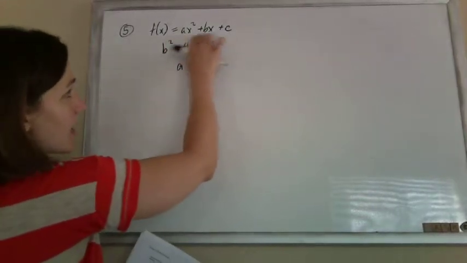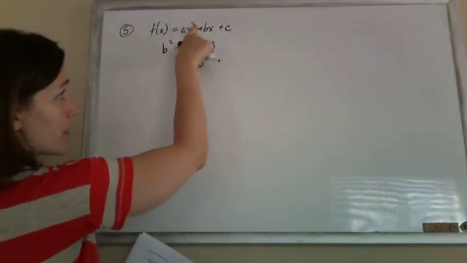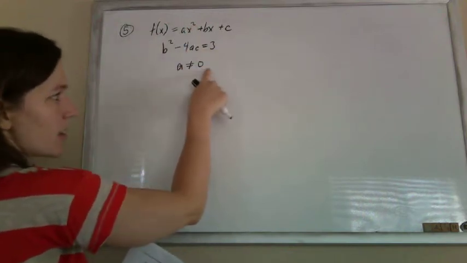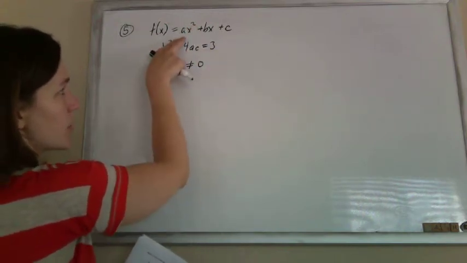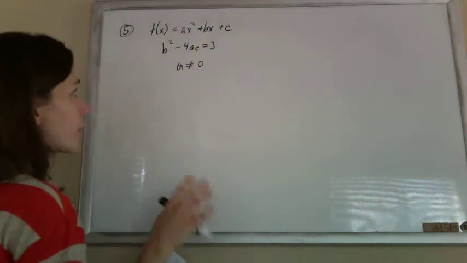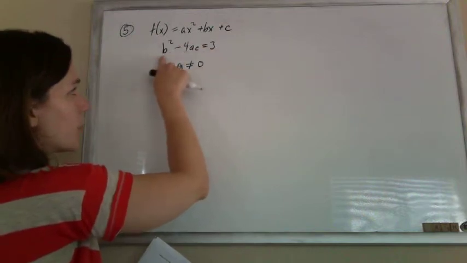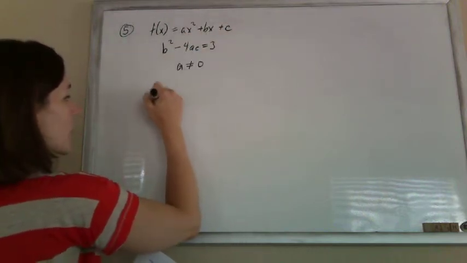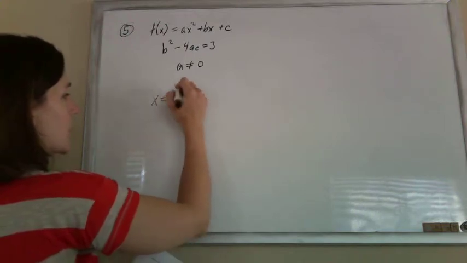Alright, we recognize this as a quadratic equation because the highest power is 2. So, and that's why they're telling us a not equal to 0, because if a were 0, then the highest power would be a 1, and that would be linear. So, yay.